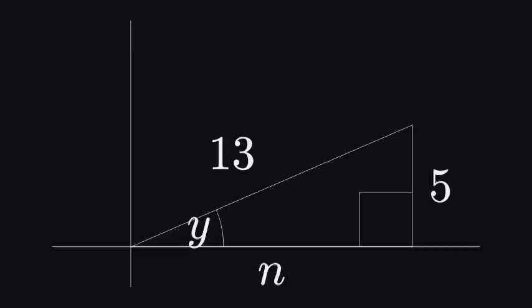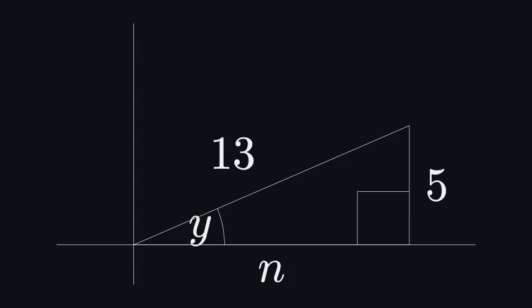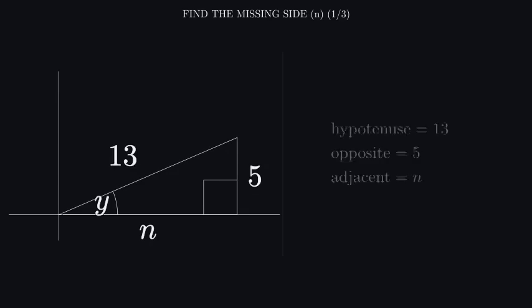This is the right triangle for angle y. The hypotenuse is 13, the opposite side is 5, and the adjacent side is n. To find cos of y, we need the adjacent side, n. Again, we use Pythagoras' theorem. So the missing side, n, is 12.